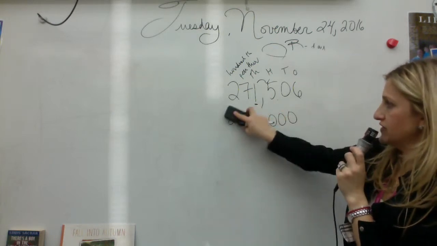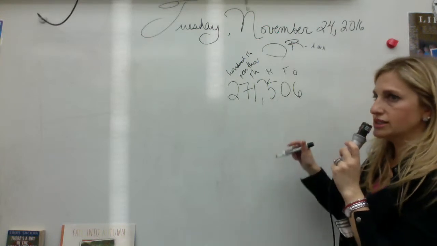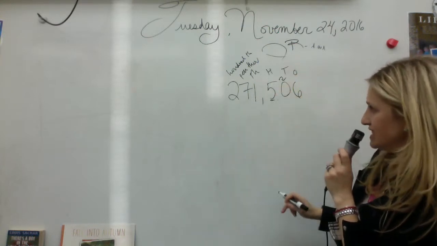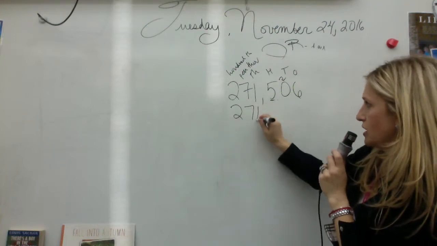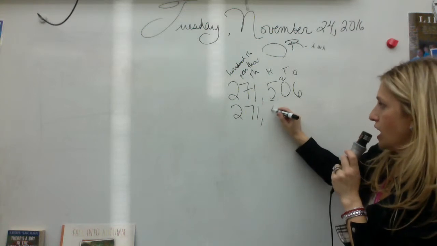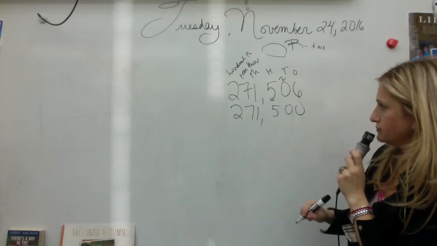Okay? The next place value I'm going to round to is the hundreds. So I have to underline the digit in the hundreds, and I look to the right. It's a 0. So 2, 7, 1 are not going to get changed. The 5 is going to remain a 5, and 0, 0.